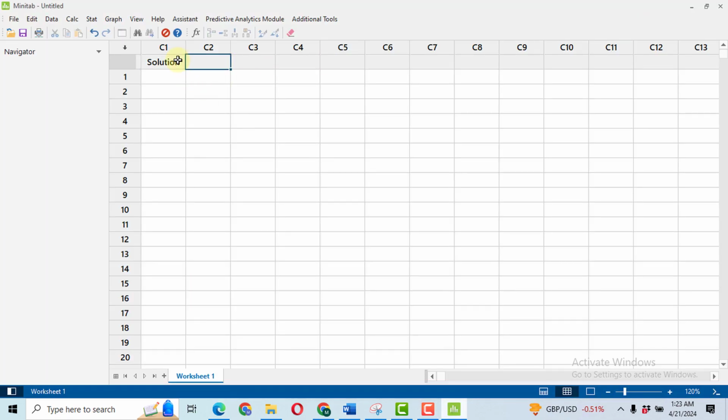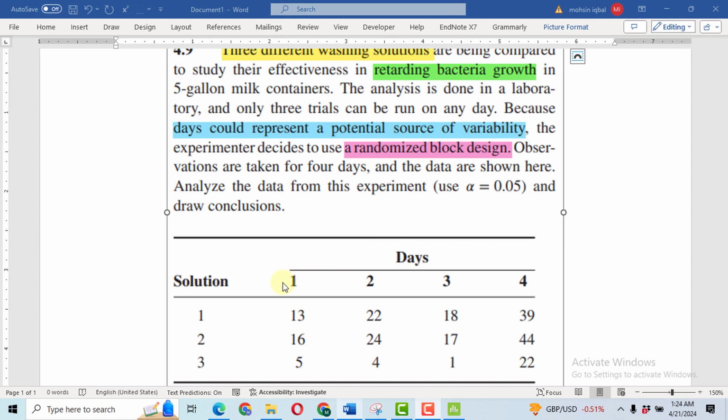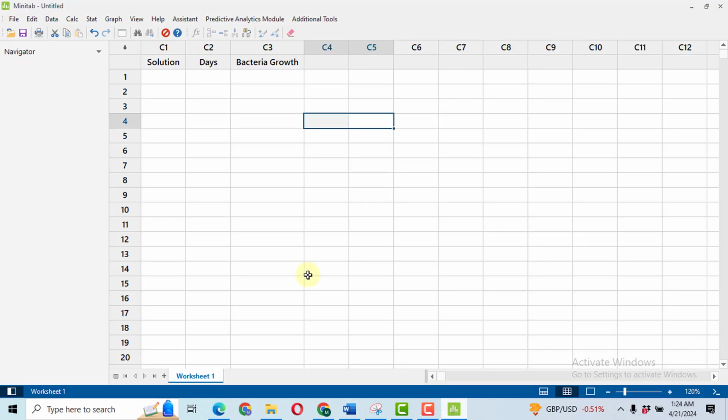First of all, I will write the name of the variable and then the name of my response. I strongly recommend you always write the columns first. For the first column, the first entry is 1, for which we have 4 entries in the row. So you write 1 four times, then 2 four times, and then 3 four times. So we are done with the entries.